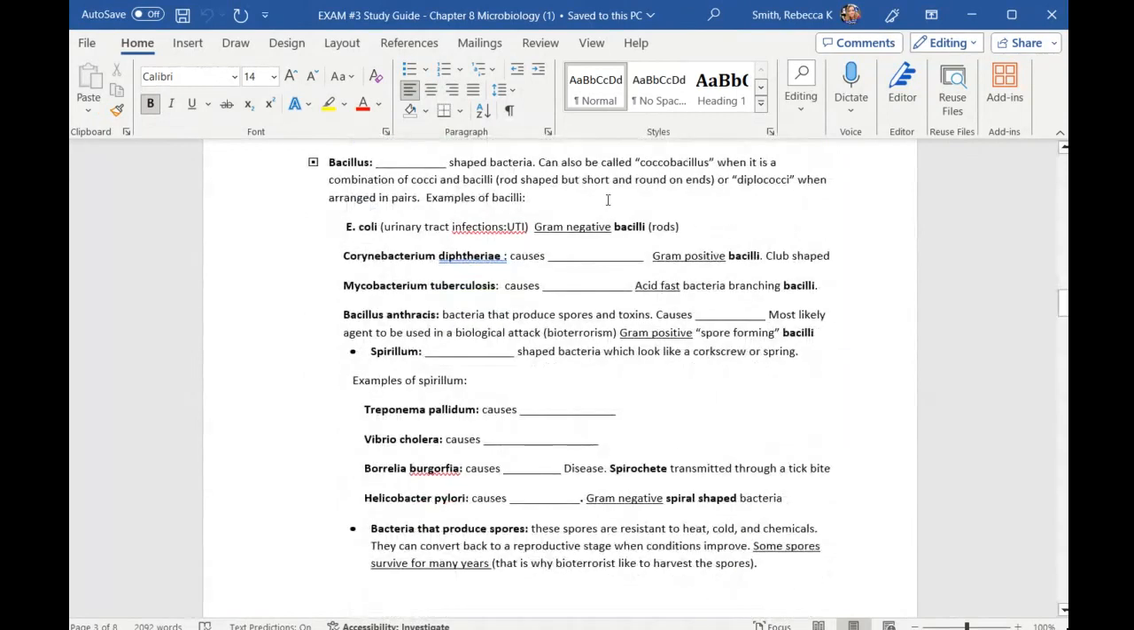All right, bacilli are rod-shaped. Sometimes they're coccobacilli if they're kind of fat and chunky. E. coli is very common in UTIs. And then what does Corynebacterium diphtheriae cause? Diphtheria. Yep. We get a shot for that, the Tdap: tetanus, diphtheria, and pertussis shots that we get for healthcare.